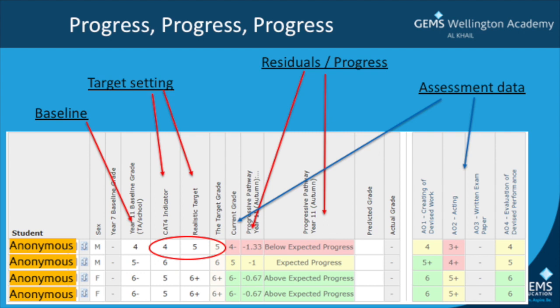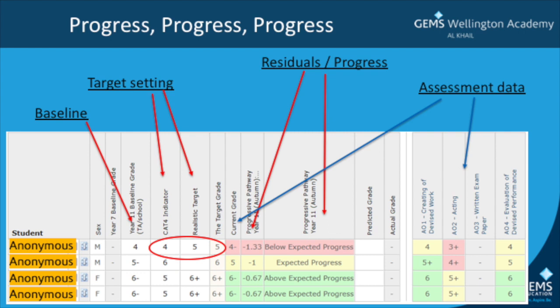You'll see on this example that the second student is making expected progress, and they have a residual of -1, and that means they are 1 grade away from their target grade. Now at this time of year, that is what we would expect. And this is a fantastic tool to help us identify which students are on track to meet or exceed their target, or which students are below expected progress and might not achieve that target. It really helps us to provide that additional support and intervention.